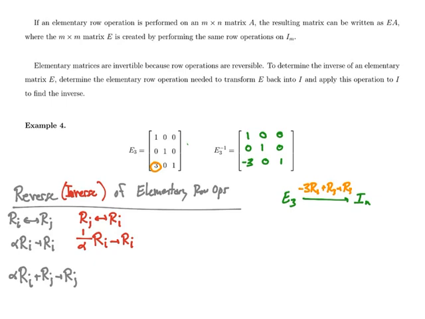Or in general, we have negative alpha row i plus row j would be the new row j, as the reverse elementary row operation of that third kind of elementary row operation. So again, the key here is because we can reverse the elementary row operations, we can take the inverse of these elementary matrices as well.